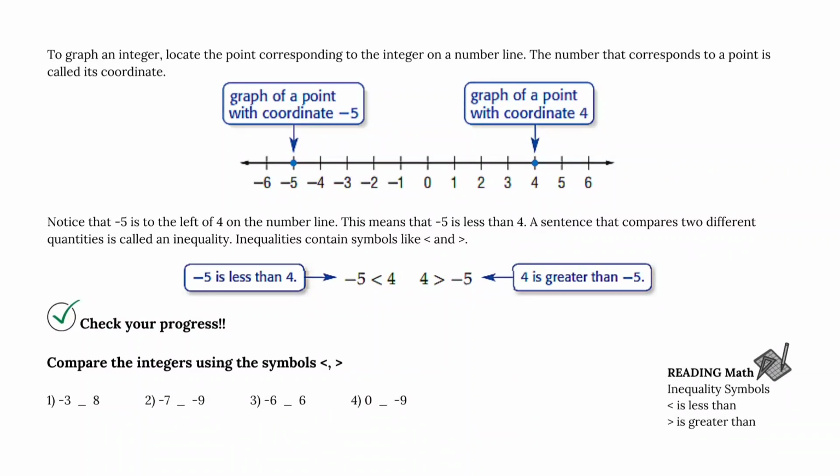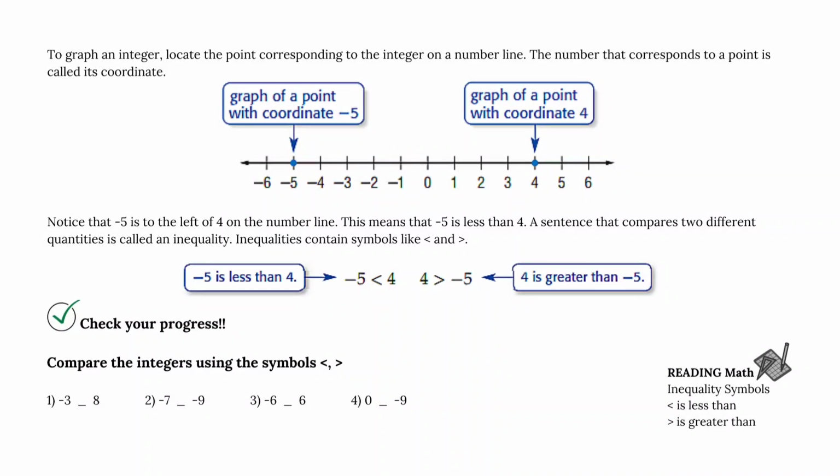For example, the graph of a point with coordinate minus 5 and the graph of a point with coordinate 4 is shown in the given number line. Notice that minus 5 is to the left of 4 on the number line. This means that minus 5 is less than 4.